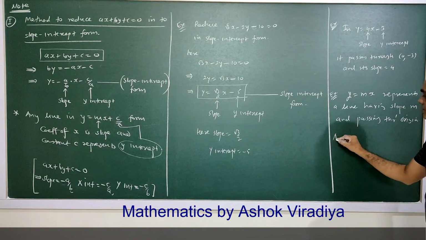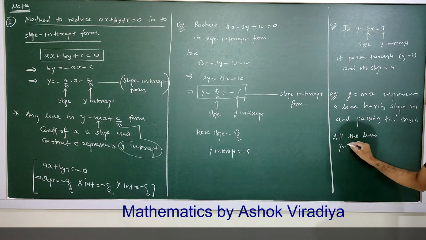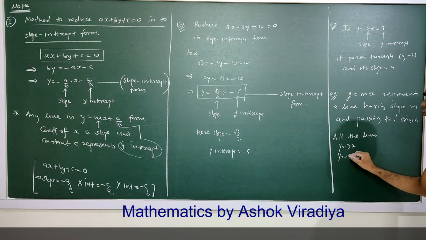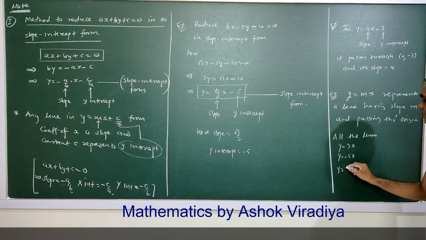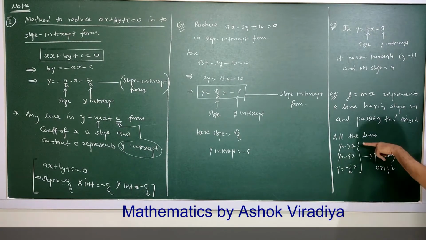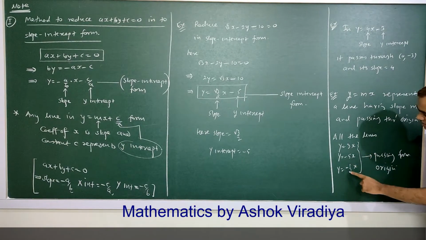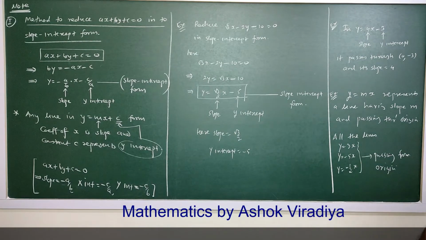See all the lines of this form. Suppose y equal to 3x, y equal to minus 5x, y equal to 1 by 2x. These all lines are passing through the origin, but they have different slopes. Here the slope is 3, here the slope is -5, here the slope is 1 by 2.